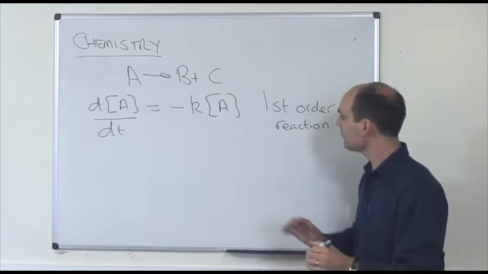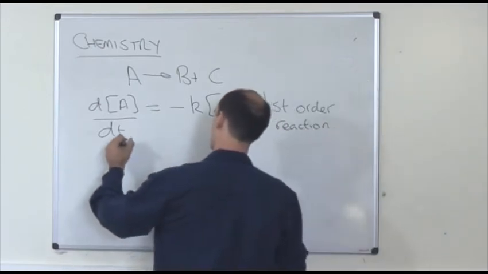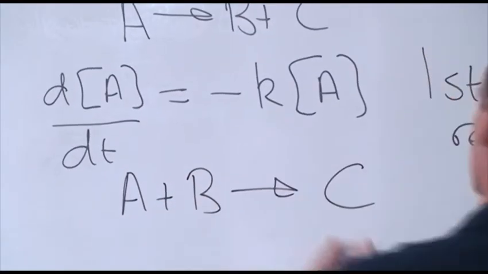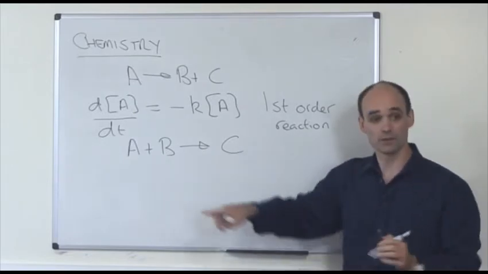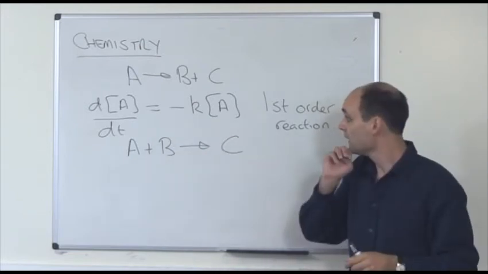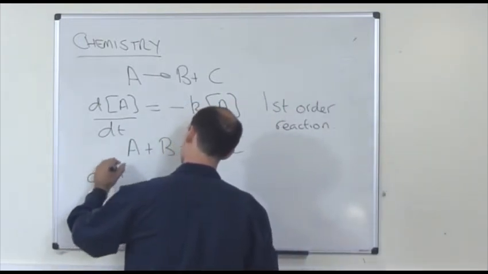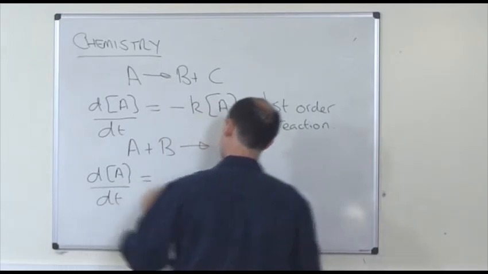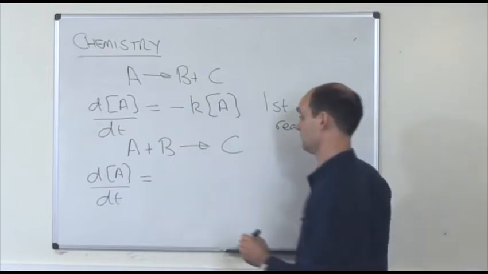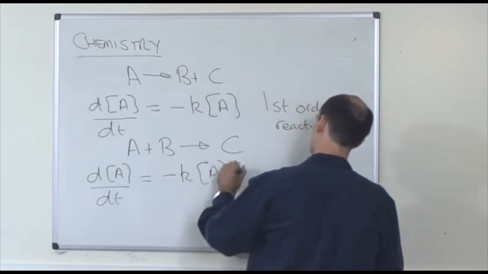But sometimes chemical reactions are not so simple as A decaying into two species B and C. Perhaps you have another chemical reaction which is A plus another species B, which is going to give you some product C. And for this reaction to occur, you need your chemical species A to meet your chemical species B. And so the rate of this reaction, which still gives you the rate of change of the concentration of A, is actually proportional to the concentration of A multiplied by the concentration of B. So that would give us minus K times the concentration of A and the concentration of B.